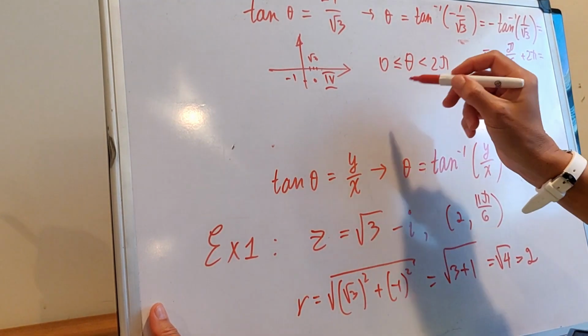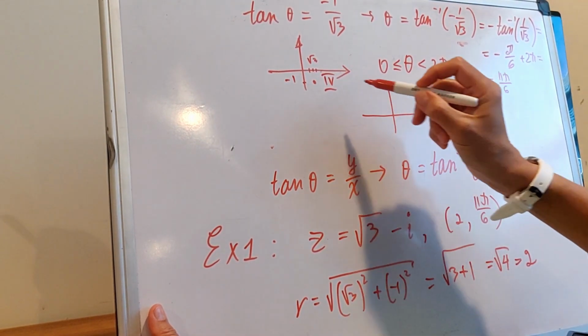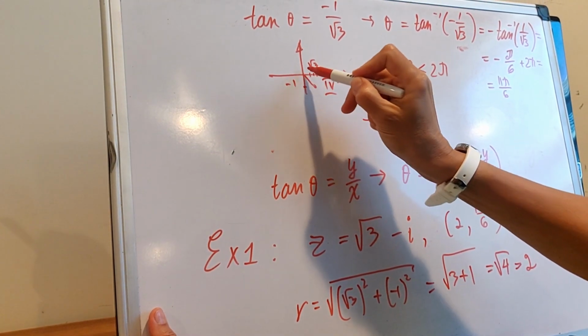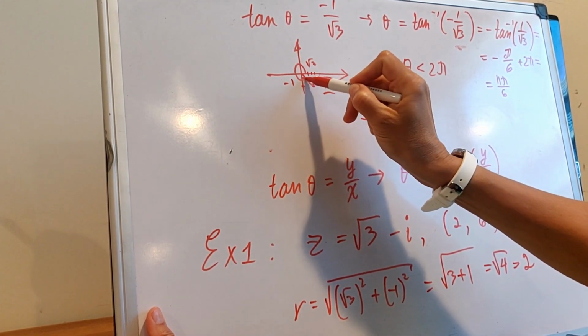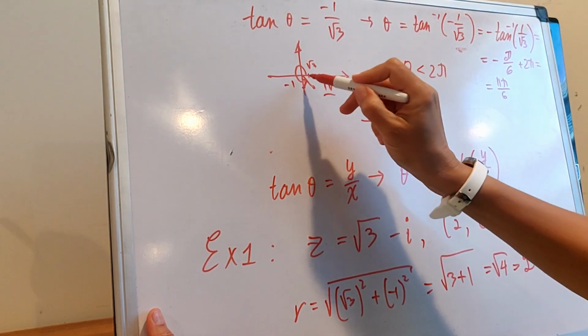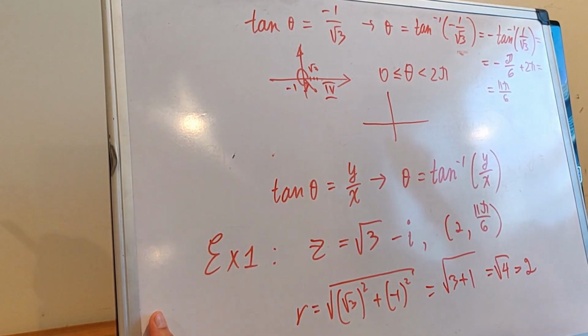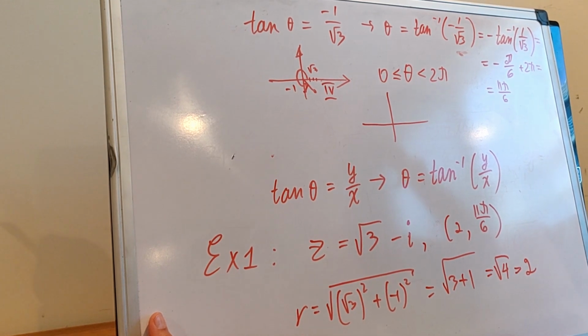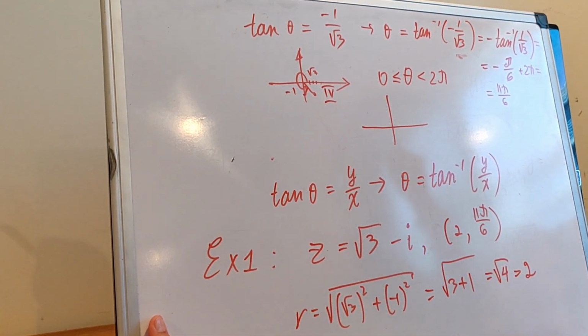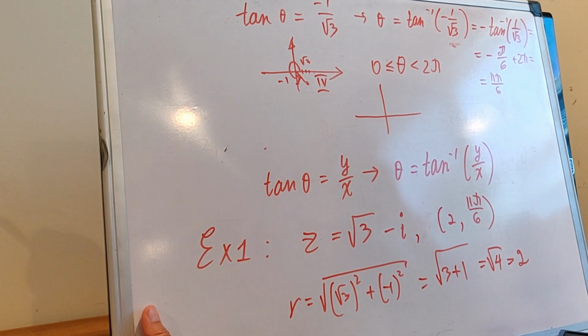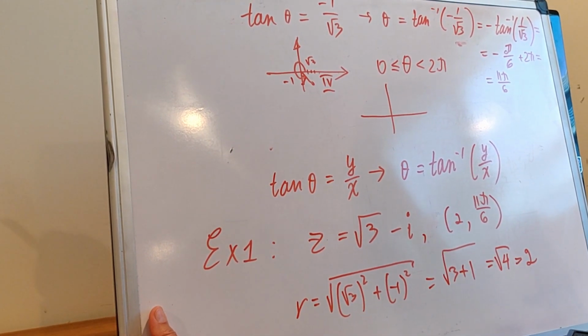So now I'm going to graph the number. That's actually the graph of the number, so we can just label that the angle is 11 pi over 6, and the distance over here is 2 units. Okay? So we know how to convert Cartesian coordinates to polar coordinates.